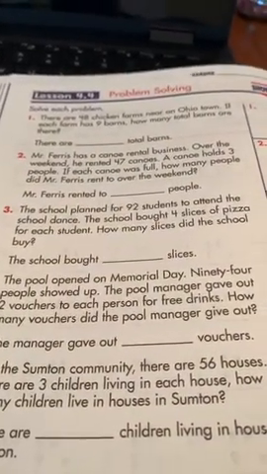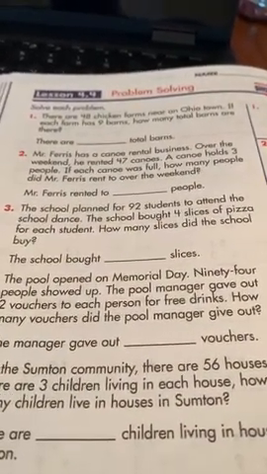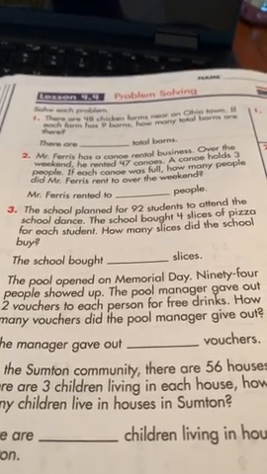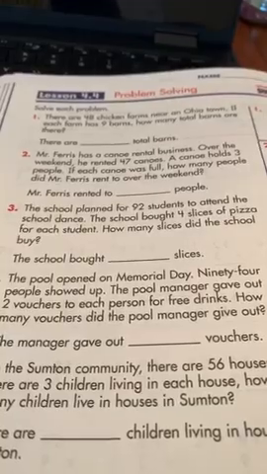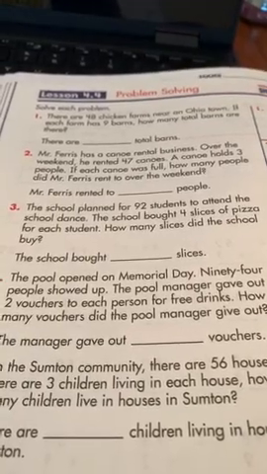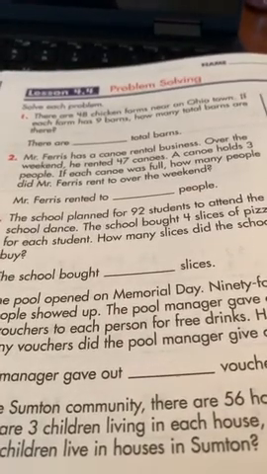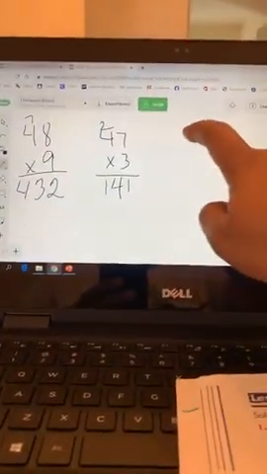The school planned for 92 students to attend the school dance. The school bought 4 slices of pizza for each student. How many slices did the school buy? All right. So first, we're going to write our number of students. So it says we had 92 students.